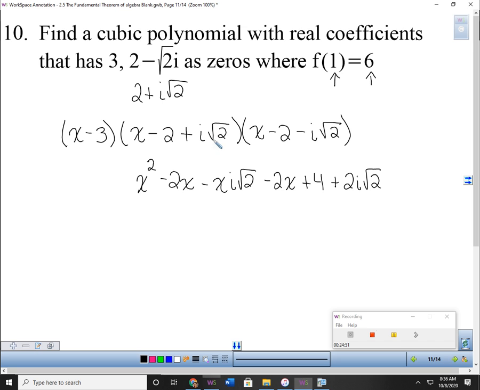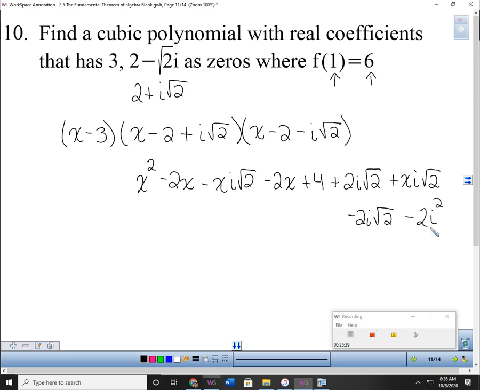And now the last one, i square root of 2 times x is x i square root of 2. i square root of 2 times negative 2 is negative 2i square root of 2. And then you've got to put a little thought into this. So you have a positive times a negative. That means you have a negative. i times i gives you i squared, right? And the square root of 2 times the square root of 2, that would be the square root of 4, which is 2.